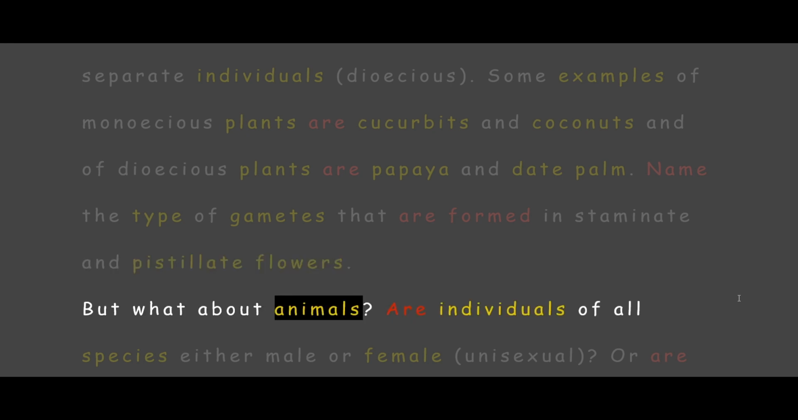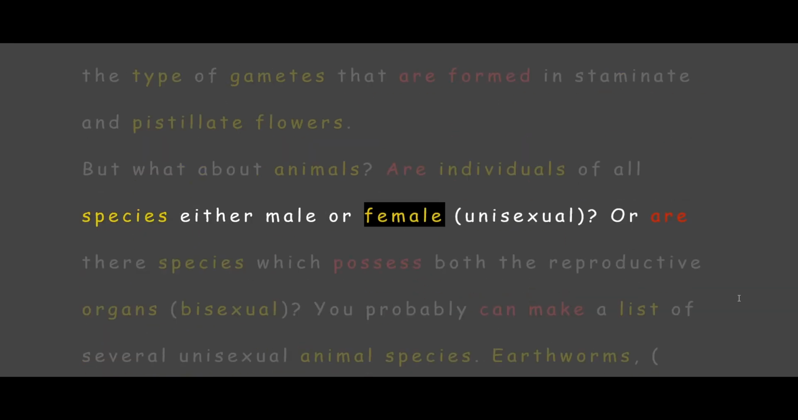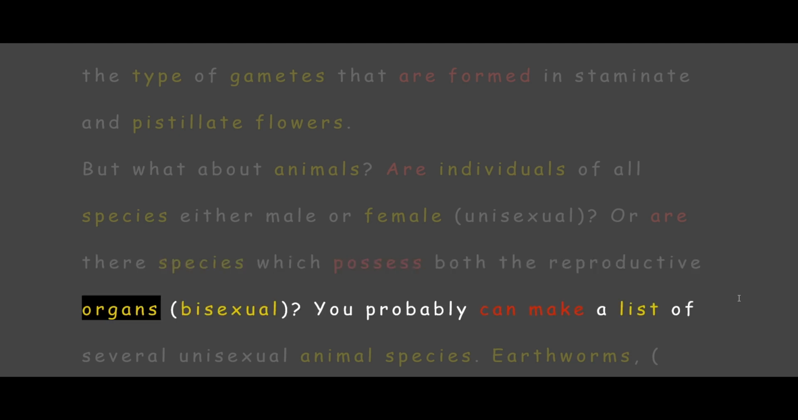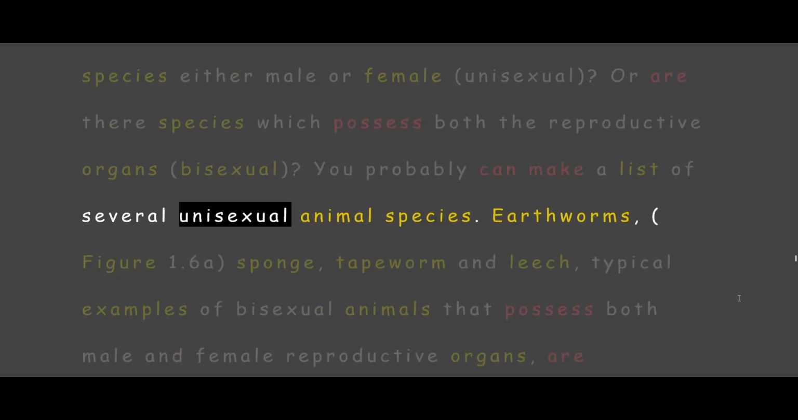But what about animals? Are individuals of all species either male or female, unisexual? Or are there species which possess both the reproductive organs, bisexual? You probably can make a list of several unisexual animal species.